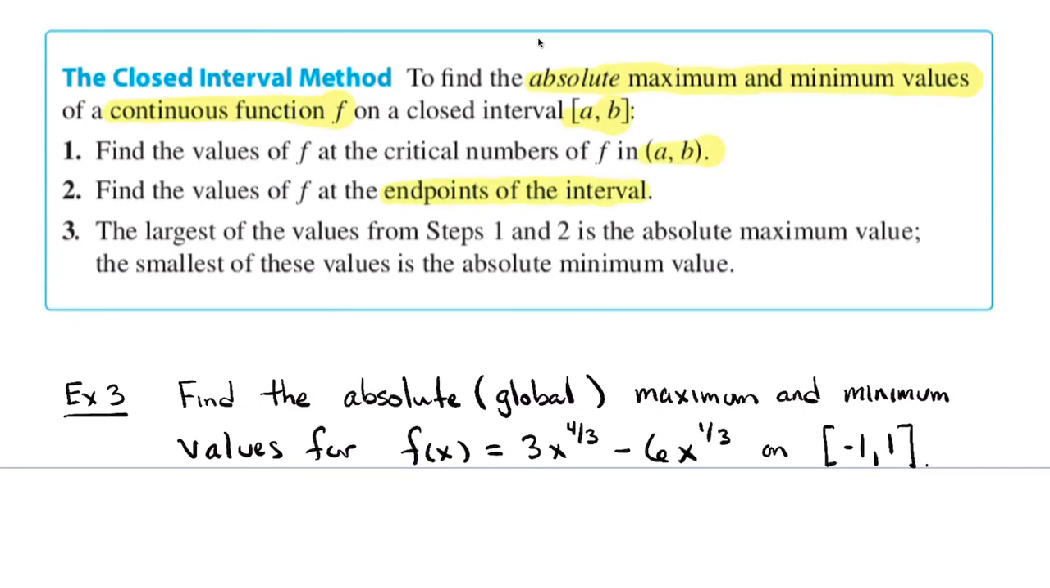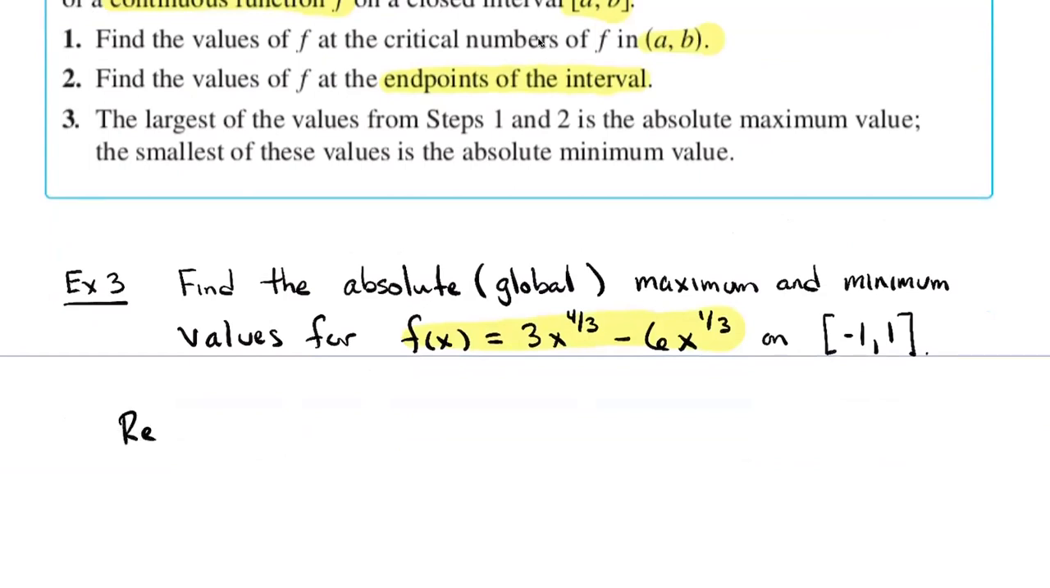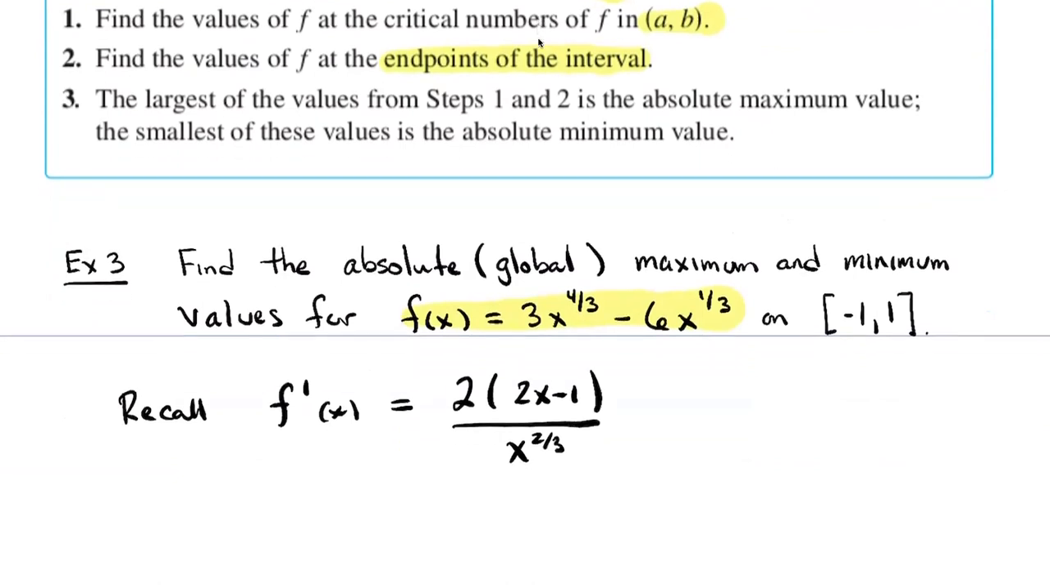In this example, this is the same function that we just found all the critical values for. So to save us a little bit of time, I'm just going to recall that f prime, we worked this out above, I'm going to try to do it from memory, was 2 times 2x minus 1 over x to the 2/3. Okay, so there were 2 critical values. I won't recapitulate finding them. 2 critical values in the interval from -1 to 1. They were x equals 0 and x equals 1/2. Both of those values are in the interval from -1 to 1.